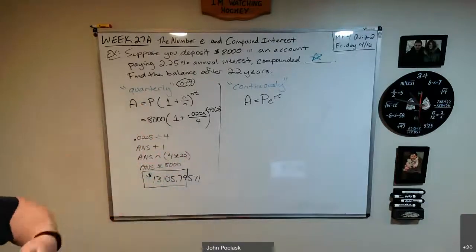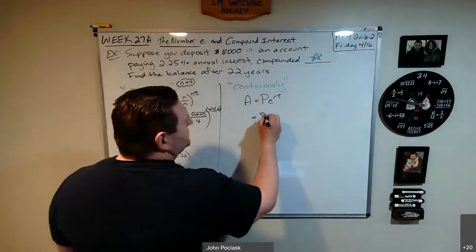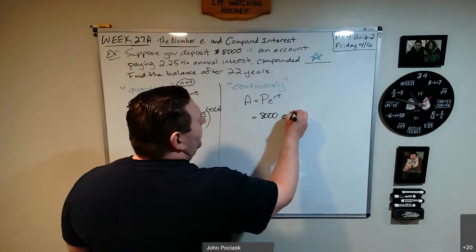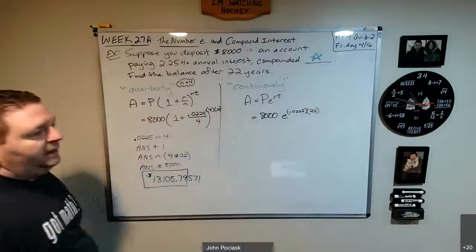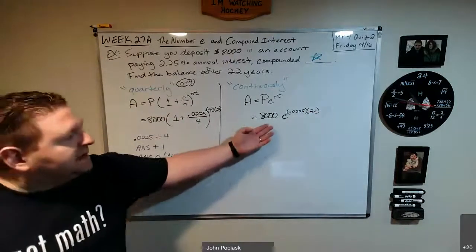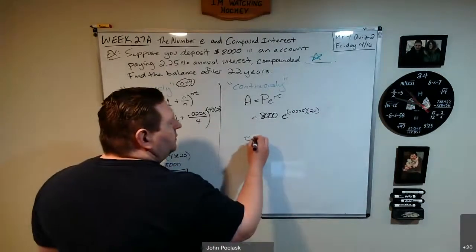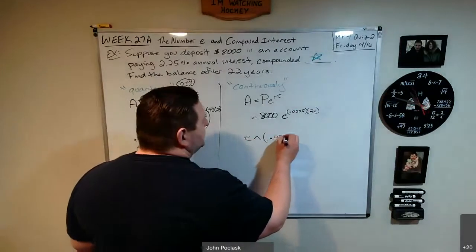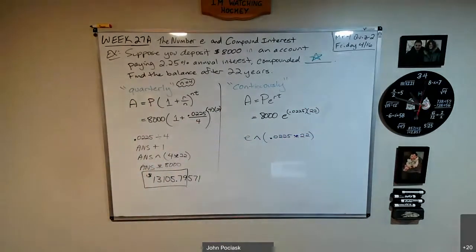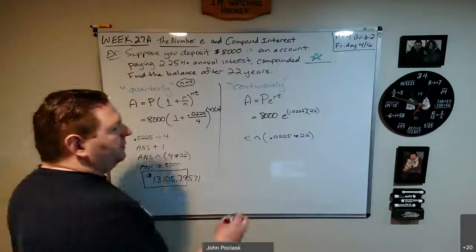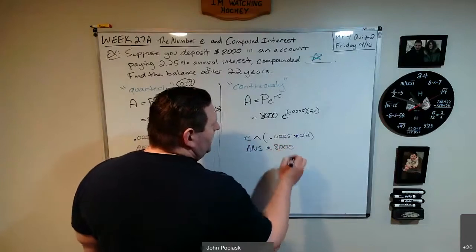Now, doing the continuous compounding, it's the same idea. It's actually fewer steps. You've got the P, which is 8,000, and then e to the 0.0225 times 22. That is the only thing I would need to see from you in terms of the work. And now you can grab your calculator, do e raised to the, again, this is how I would put it in, 0.0225 times 22. I hit enter. And then I do that answer times 8,000. And hit enter.